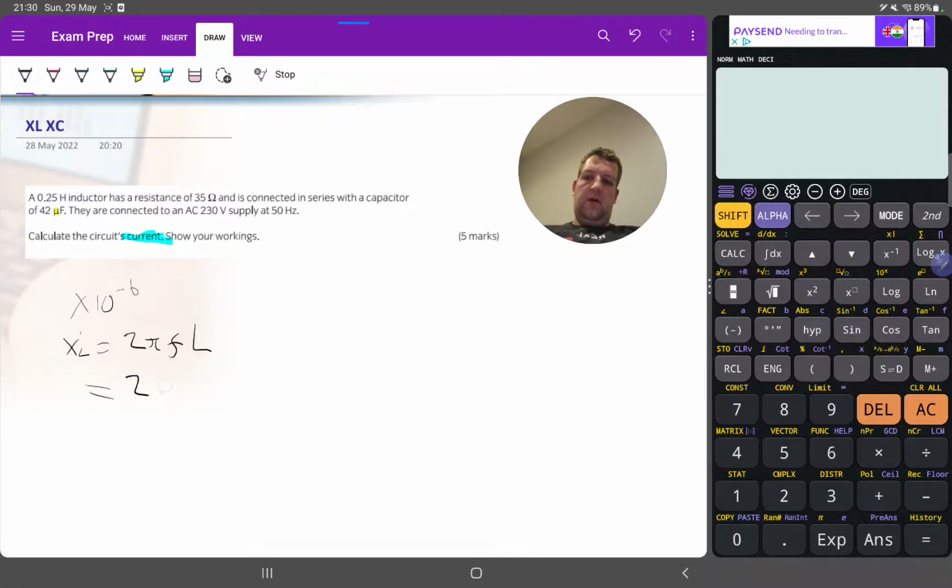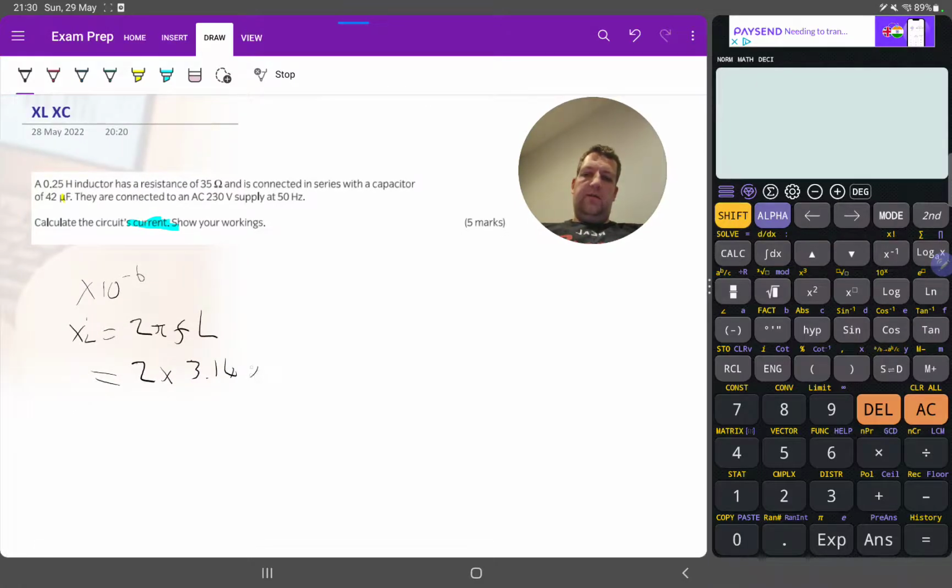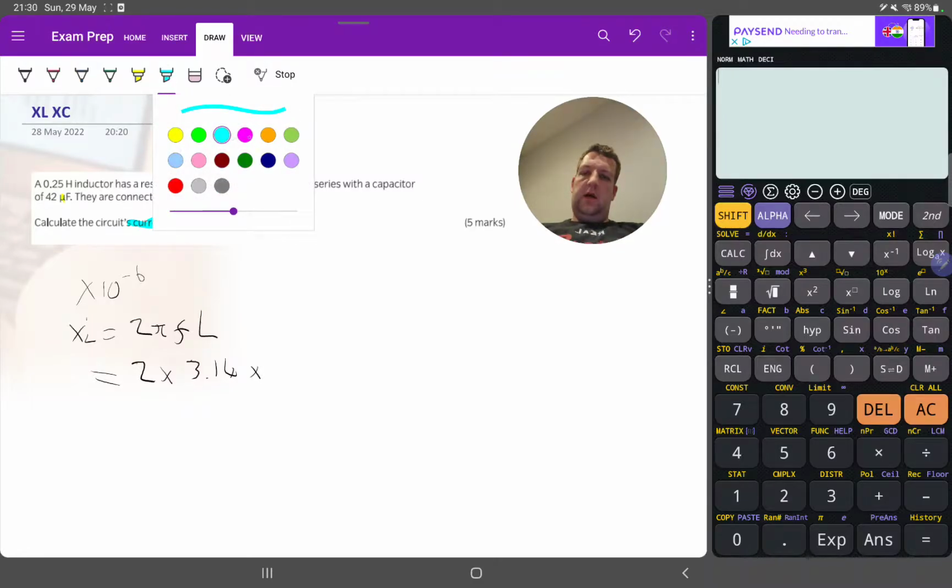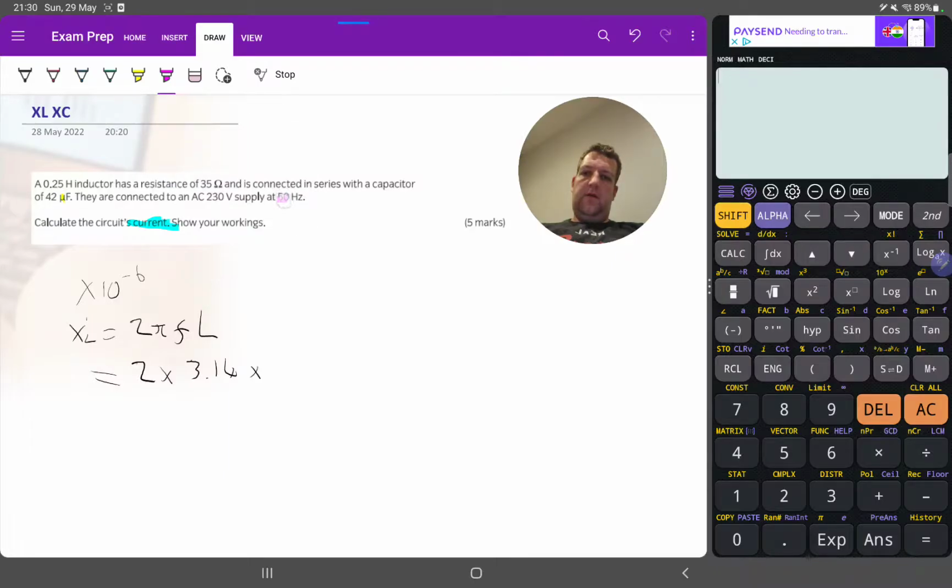So 2 times pi, which is 3.14. You can click the pi button on the calculator as well. Times by frequency, which is shown in the question. I'll highlight that in pink, and it's 50 hertz. So 50 hertz is your frequency there. Times that by 50, and times that by inductance, which remember is measured in Henry, so 0.25. Nothing we need to do with that. Sometimes you get one that says millihenries. Then we obviously have to do times 10 to the minus 3, but for this we don't have to.